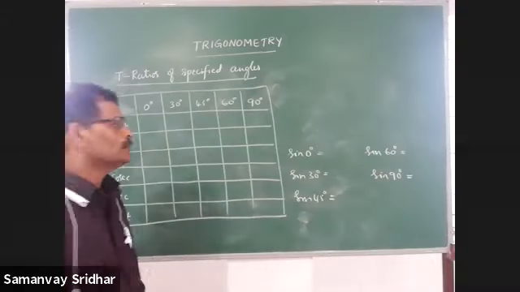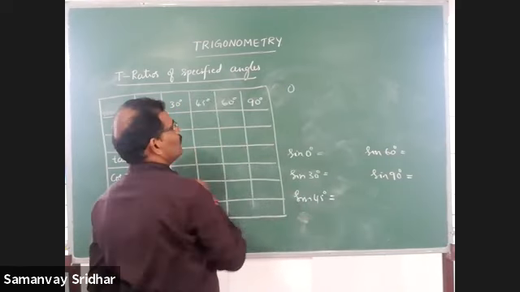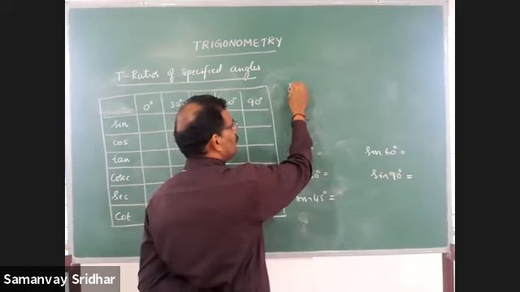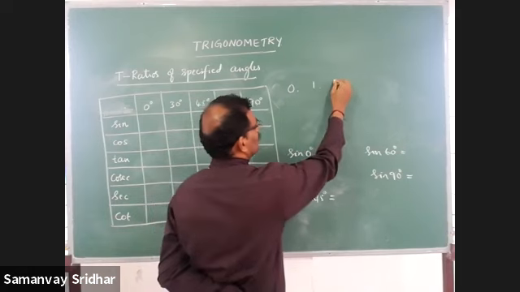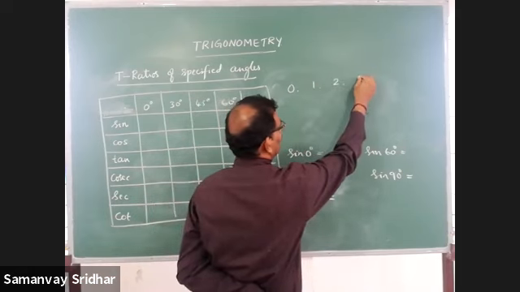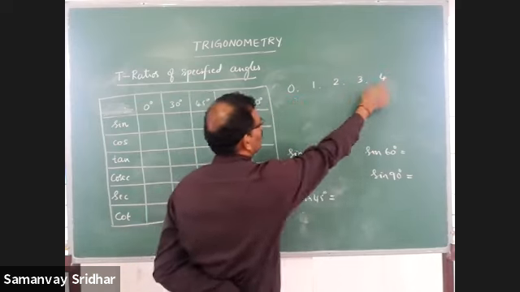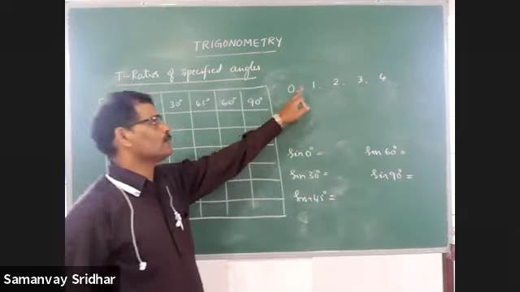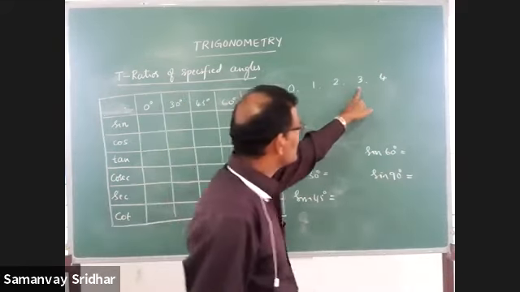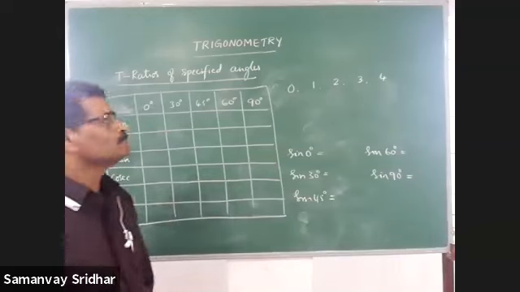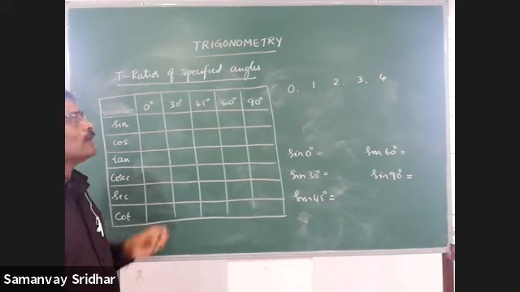A small technique is there to find them. Just to remember, go with the whole numbers. How many are here? 5, no? So from 0 you have to write 5 numbers: 0, 1, 2, 3, 4. How many are there? 5. First one is 0, second one is 1, third one is 2, fourth one is 3, and the last one is 4. Right? I am finding the sine values now.